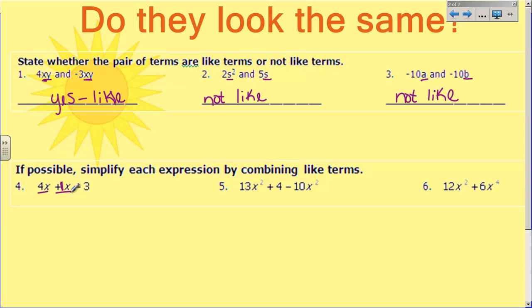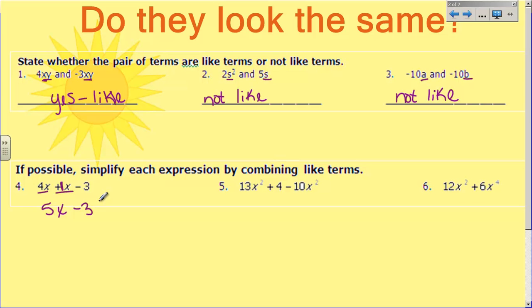Now these are like terms because they both have an x, and I can add them up. 4x plus 1x gives me 5x's. Now this minus 3, however, is not a like term, but I can't pretend it wasn't there. I can't ignore it. It has to follow along and be part of my simplified expression. So I've simplified that expression. Those two things mean the same thing. The 4x plus 1x minus 3 is the same thing as 5x minus 3. I've just simplified and put my like terms together.